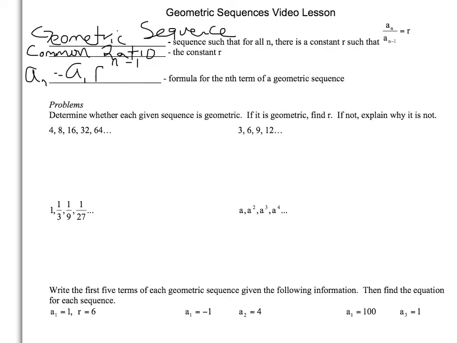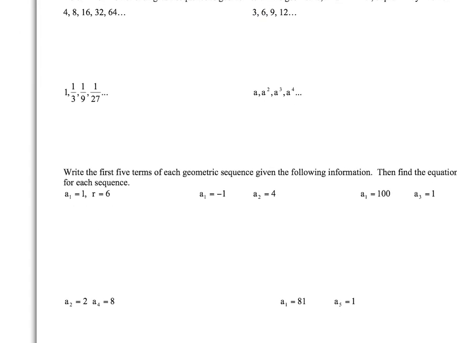Determine if each sequence is geometric. If it is, find r. If not, explain why. I'm going to leave you with the first two problems because those are easier to do. I'm going to do the other two with you at this point. So, to figure out if it's geometric or not, you take the second term and divide by the first term. 1/3 divided by 1 is 1/3.